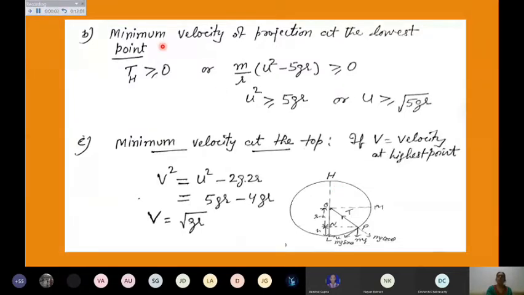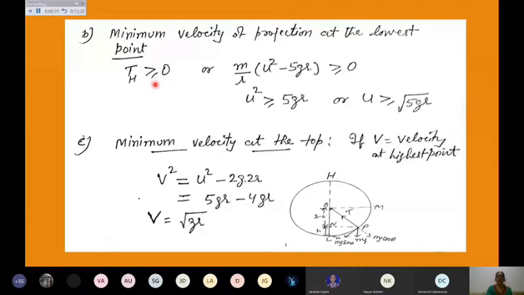So when we want to find the minimum velocity of projection at the lowest point, you should know that at the highest point the tension should be at least equal to 0, or greater than 0, so as to complete the circular path. This is the condition you should know for completing the vertical circle: the tension at the highest point should be greater than or equal to 0.